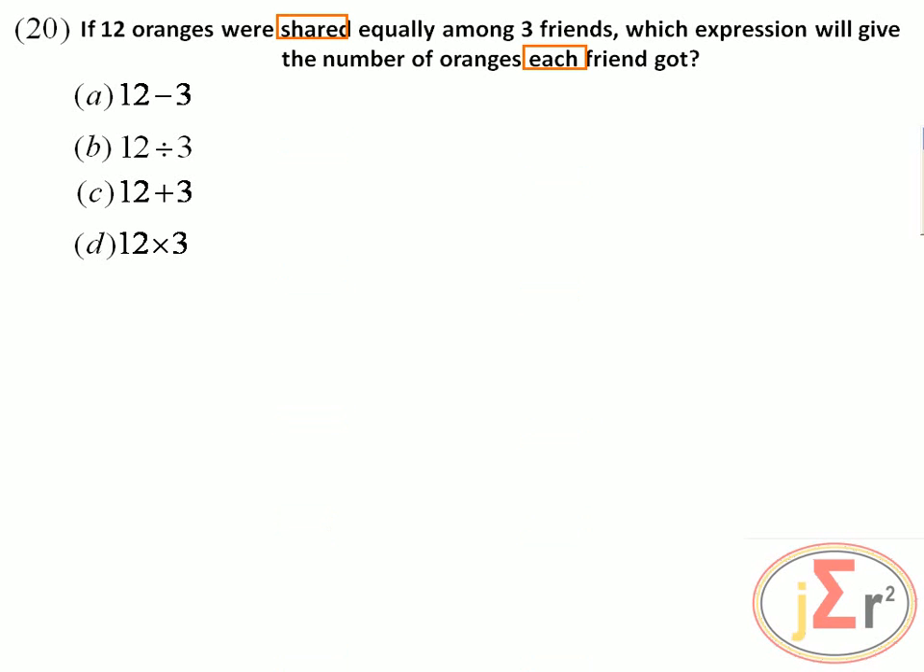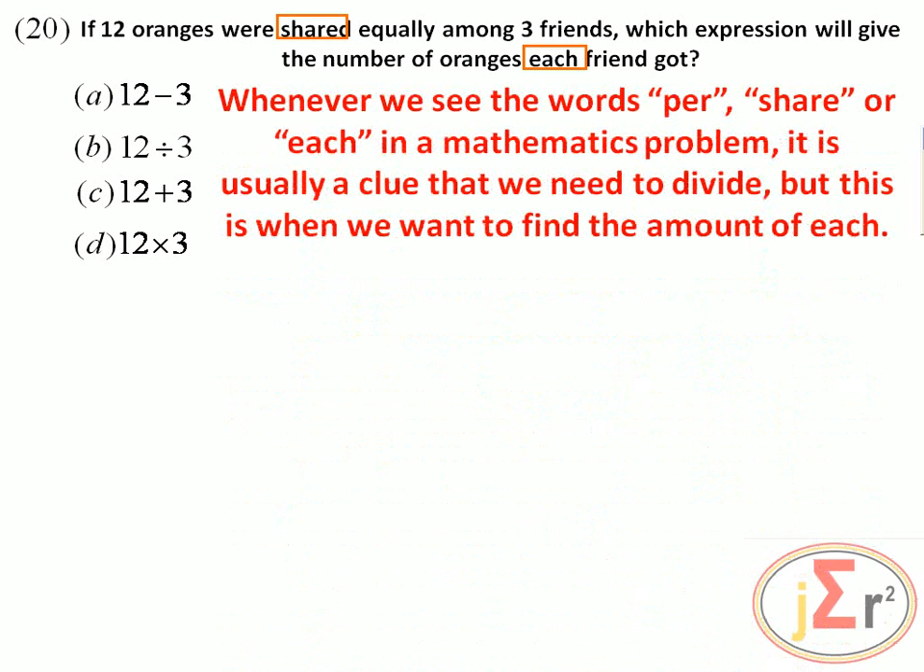Shared and each. 12 oranges were shared, but shared is not so important as equally. So equally among 3 friends, which expression will give the number of oranges each friend got? Whenever we see the word per, share, or each in a mathematics problem, it is usually a clue that we need to divide. But this is when we want to find the amount of each. So when we are finding the amount of each, what do we do? Multiply. Divide. We divide. When we want to find the amount of each, we divide.